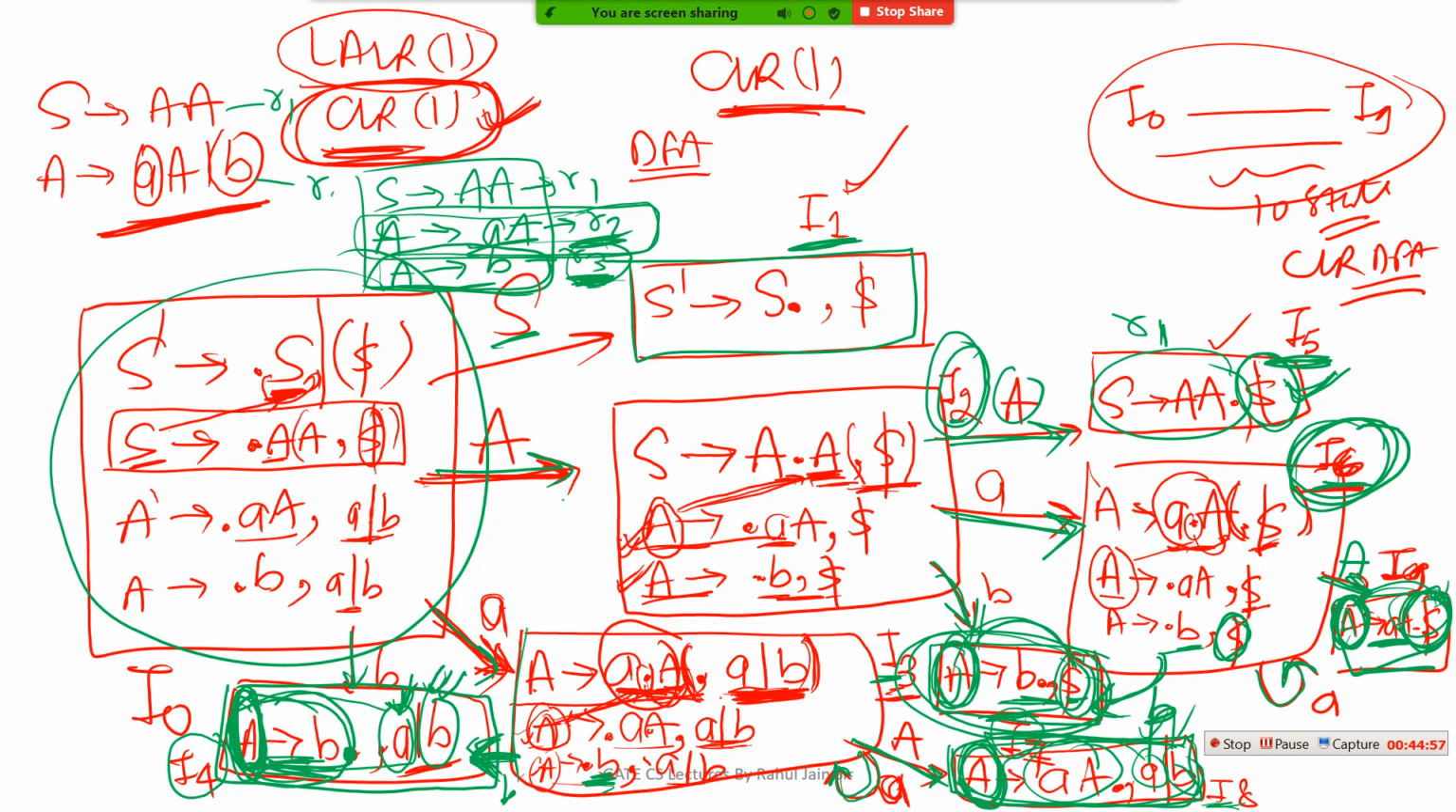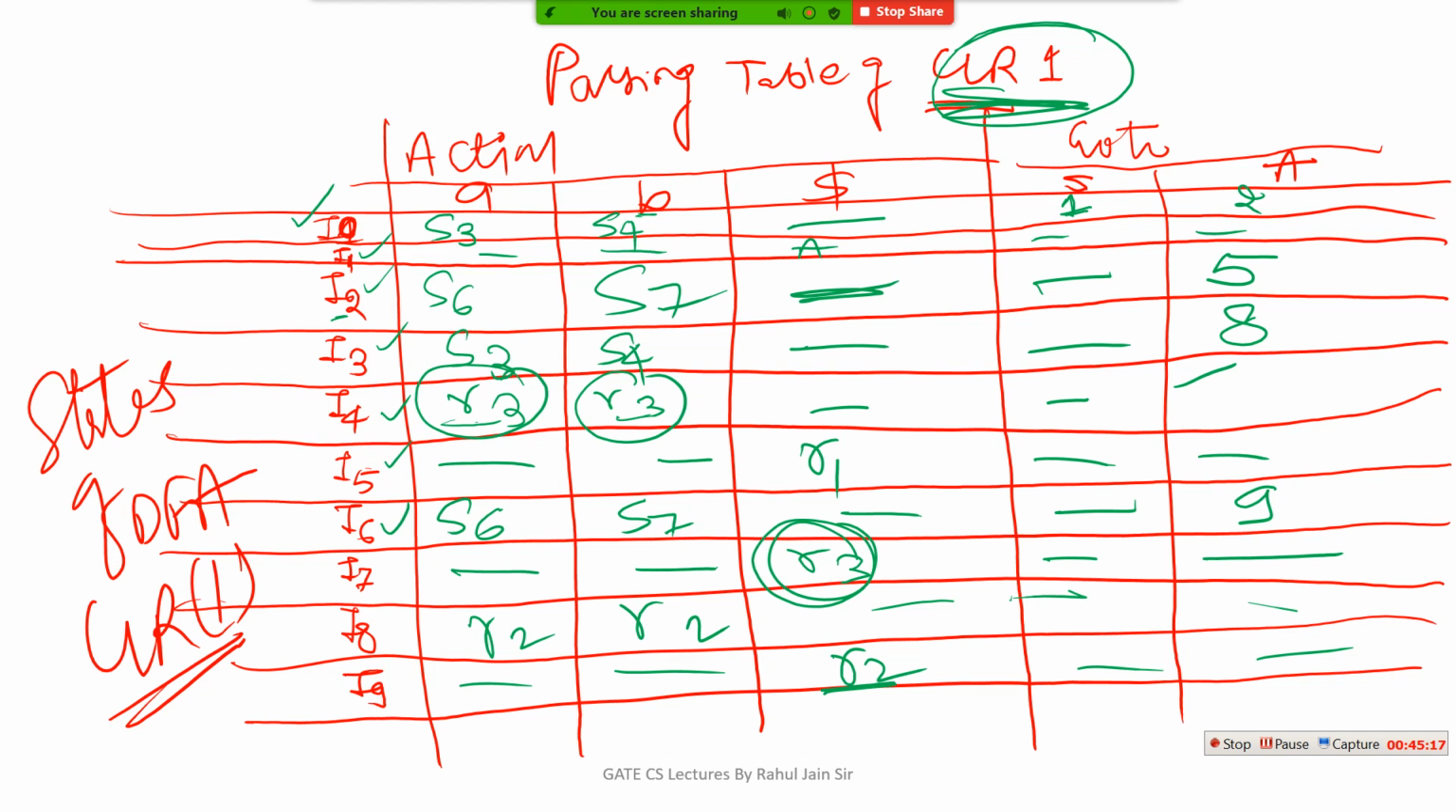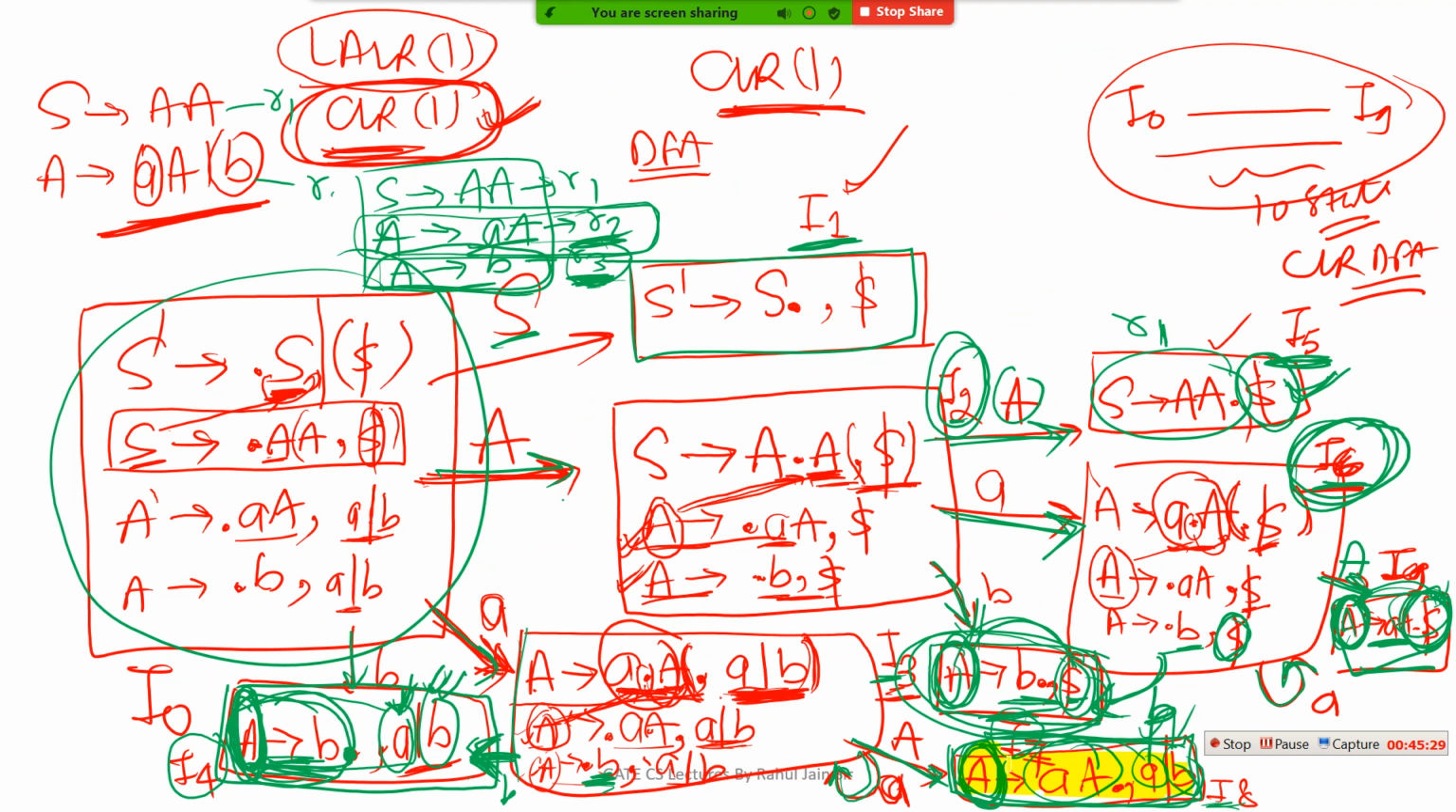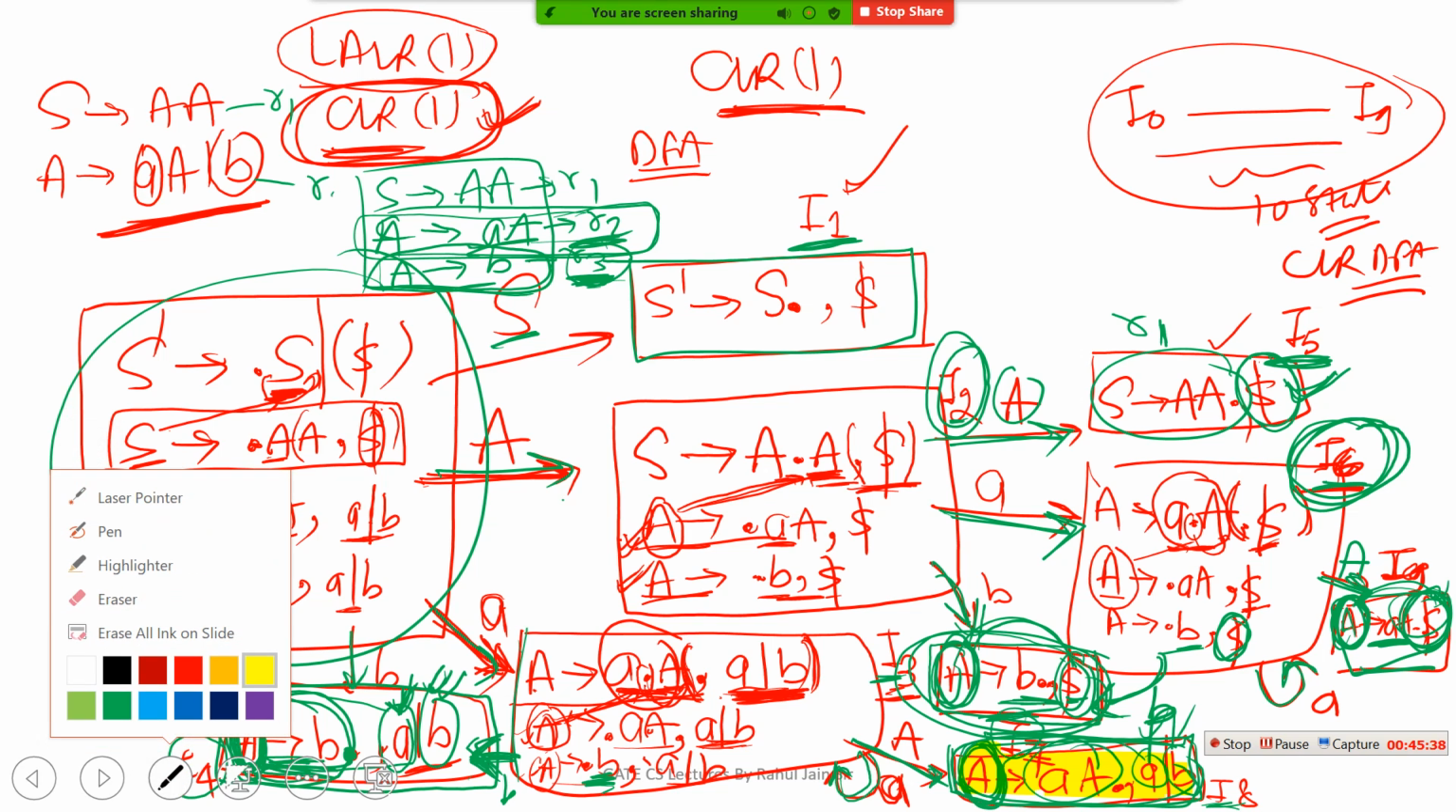I am changing color, guys, so that you can understand better. I am taking a highlighter. This is the I8 state, and for this, the lookaheads are A and B. So for I8, on lookaheads of A and B, I have written R2 because equation R2 is reducing on A and B. So for I8, R2 is written because the lookaheads are A and B for this equation. Is it clear, Yash?